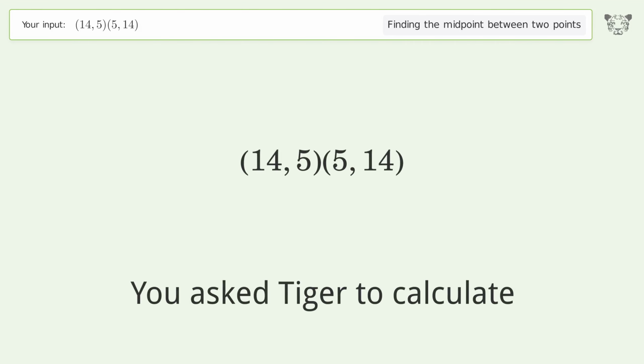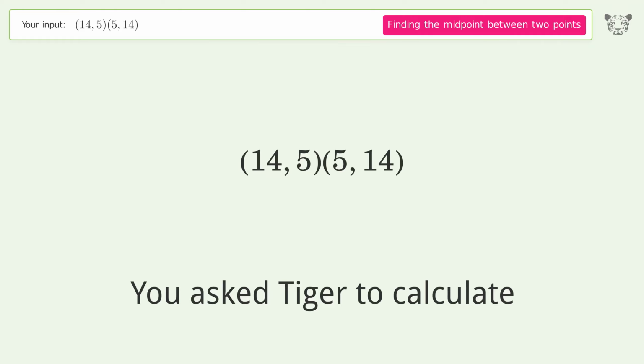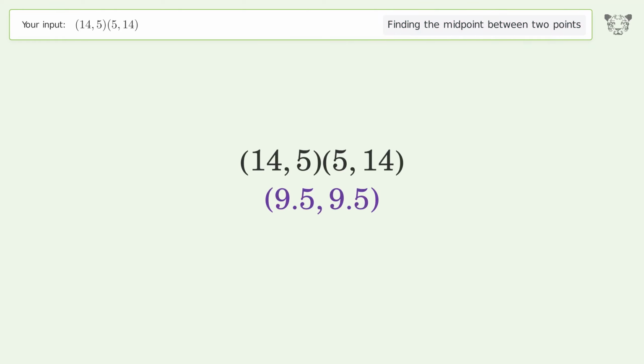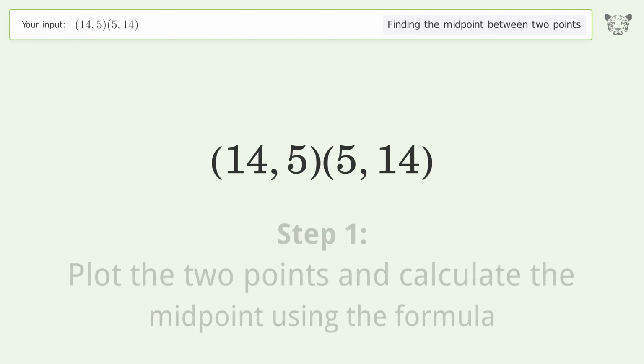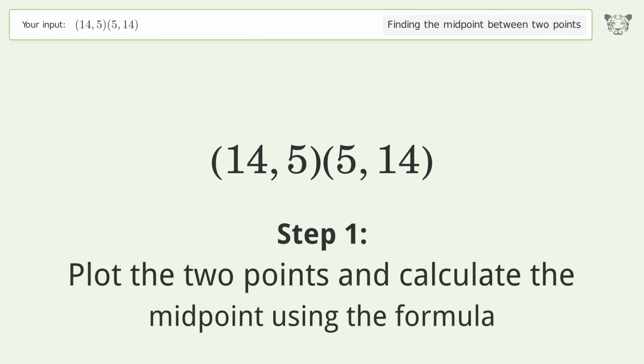You ask Tiger to calculate. This deals with finding the midpoint between 2 points. The midpoint between the 2 points is 9.5, 9.5. Let's solve it step by step. Plot the 2 points and calculate the midpoint using the formula.